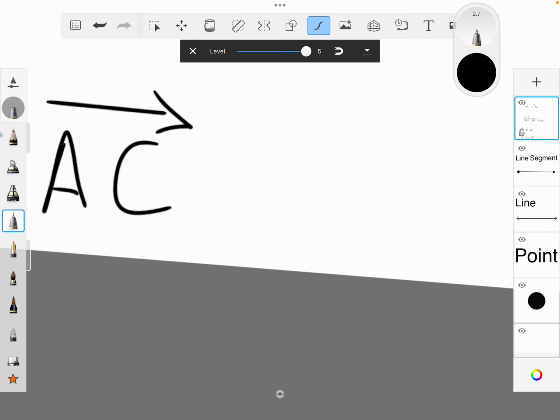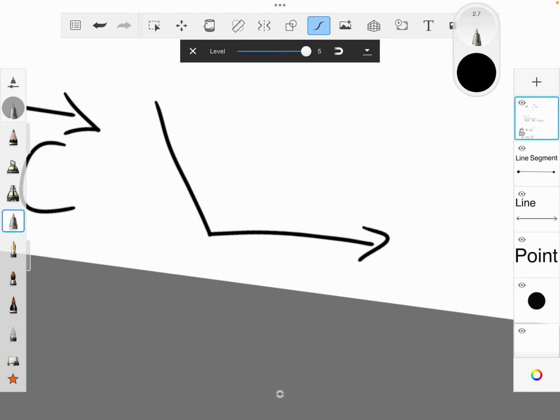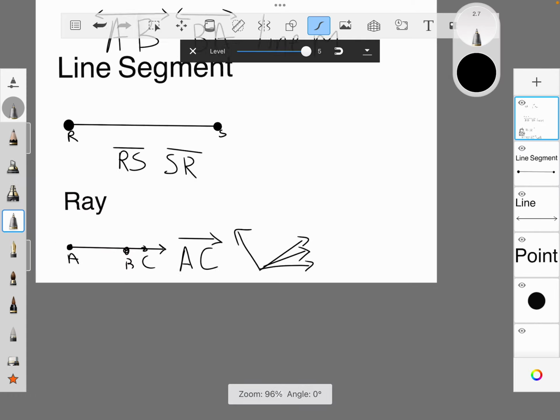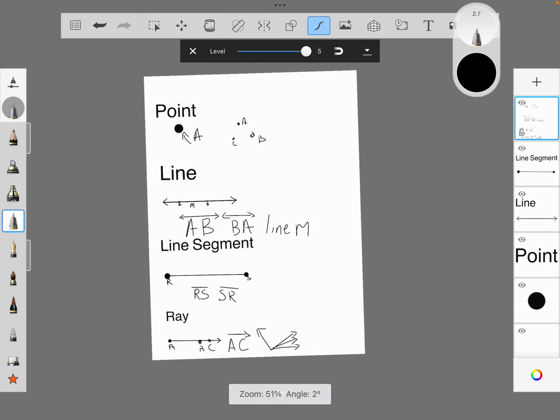Now, one more thing. This is an obtuse angle. Pretend it is. Then this would be actually made up of two rays. You could have another ray coming out of here. That would be a third ray, maybe a fourth ray. So, yeah. So this is just a beginning introduction to geometry.